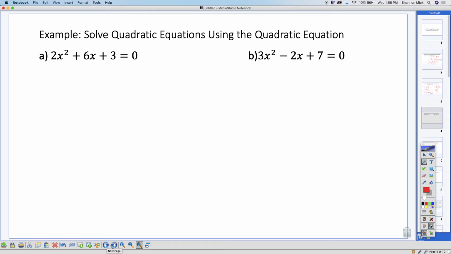Okay, so 2x squared plus 6x plus 3. Solve using the quadratic formula. You guys want to try this one all on your own? Yeah. Write down the formula again. Do your A, B's, and C's. I want to see that on your homework.